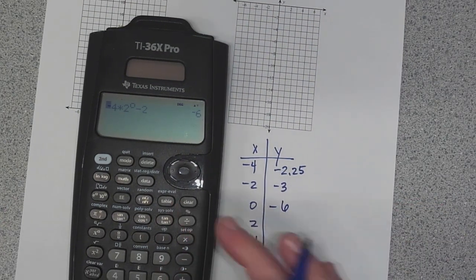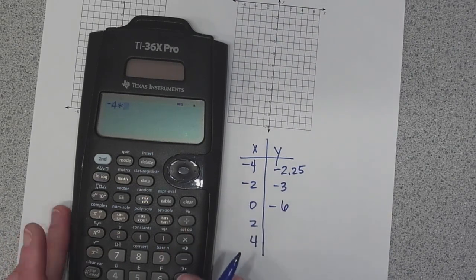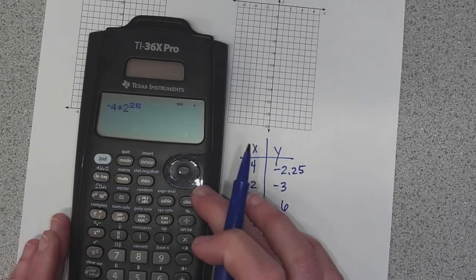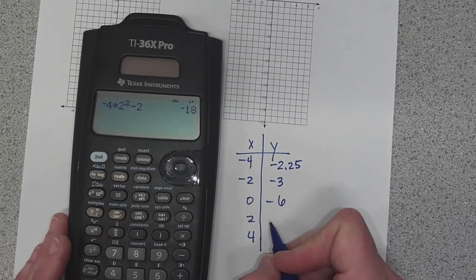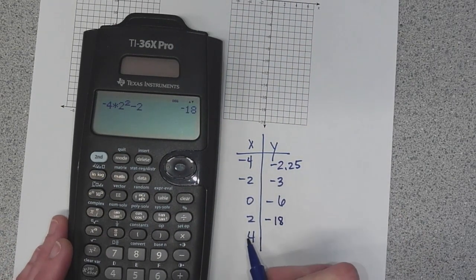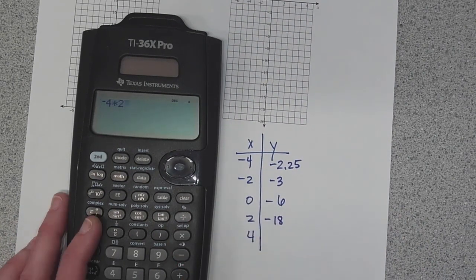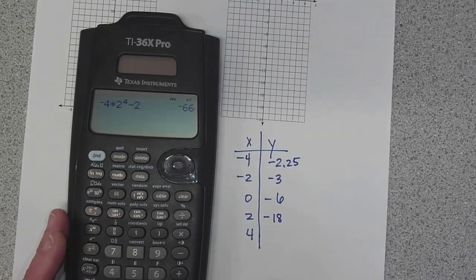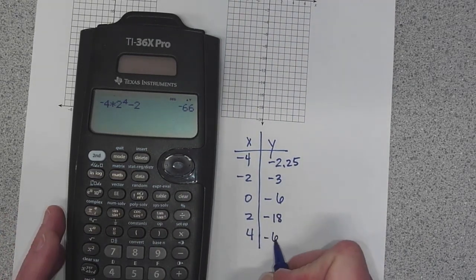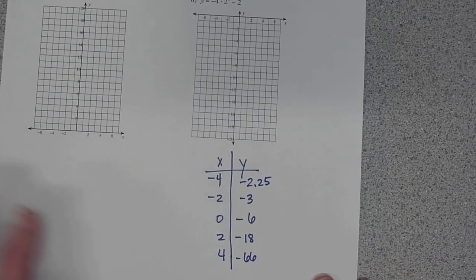Great, and then next we've got -4 times 2 to the power of 2 and still minus 2 at the end, -18. And then last but not least, we got to do that 4. -4 times 2 to the power of 4 minus 2. And we get -66. Okay, there's my table of values. Let's go ahead and put it on the graph.